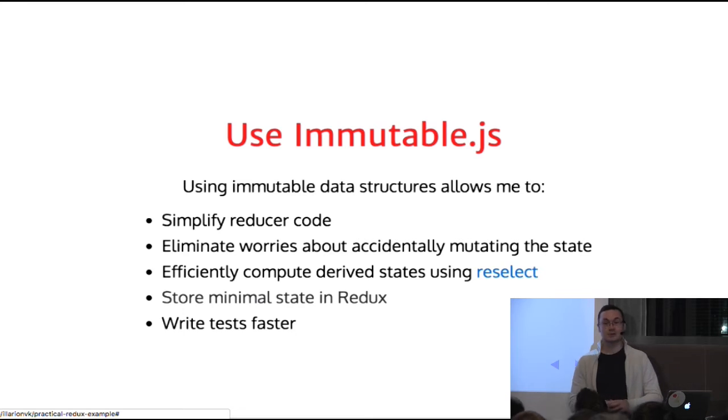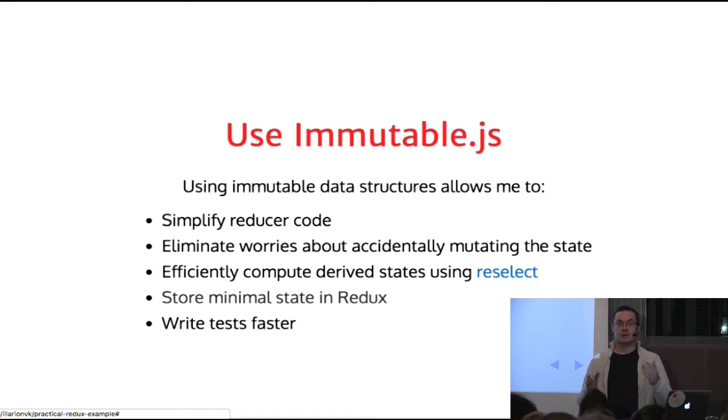So first one, use Immutable.js for your state. So your reducers should accept and return immutable states. Using immutable data structures allowed me to really simplify reducer code and eliminate worries about whether I have accidentally mutated the state when I was doing something. It made selector libraries like reselect much more efficient, and it allowed me to store minimal state in the Redux store itself and calculate what I need for my views on the fly.